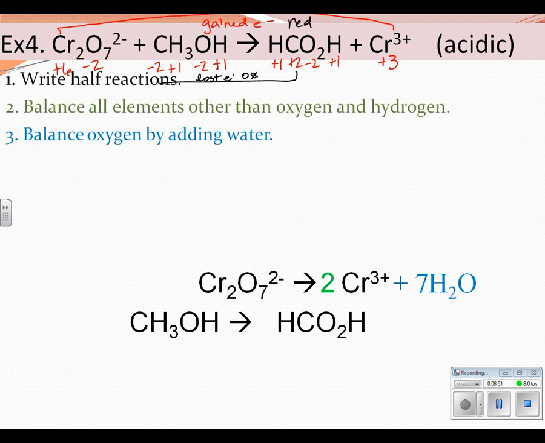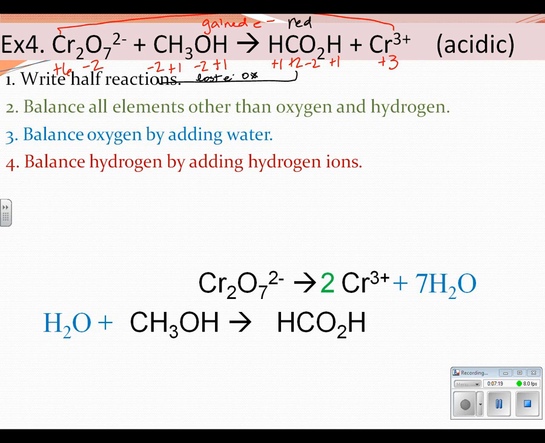For the bottom reaction, I have 1 oxygen on the left and 2 oxygens on the right. So that means I have to add 1 water onto the left to now have 2 oxygens on the left and 2 oxygens on the right. So you just add water. You don't worry about how it's messing up the hydrogens or anything else. You just balance out the oxygens by adding water. Okay.